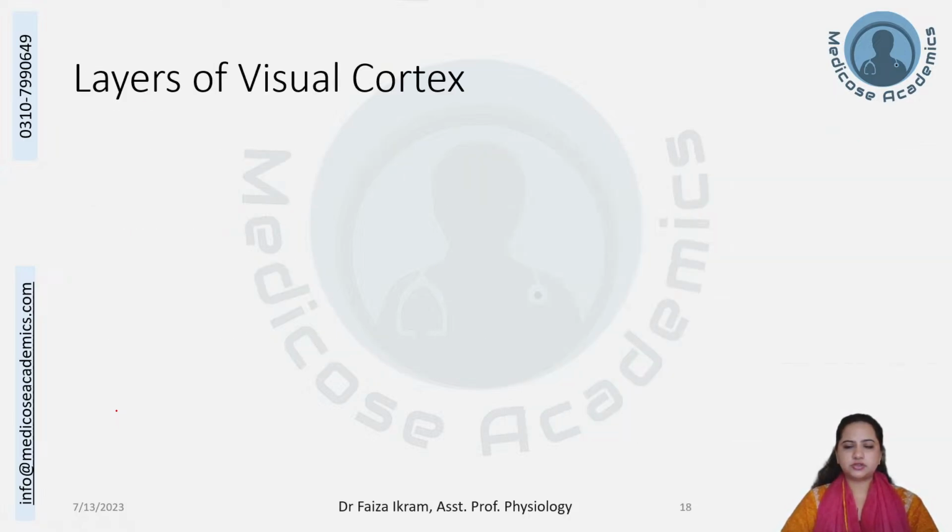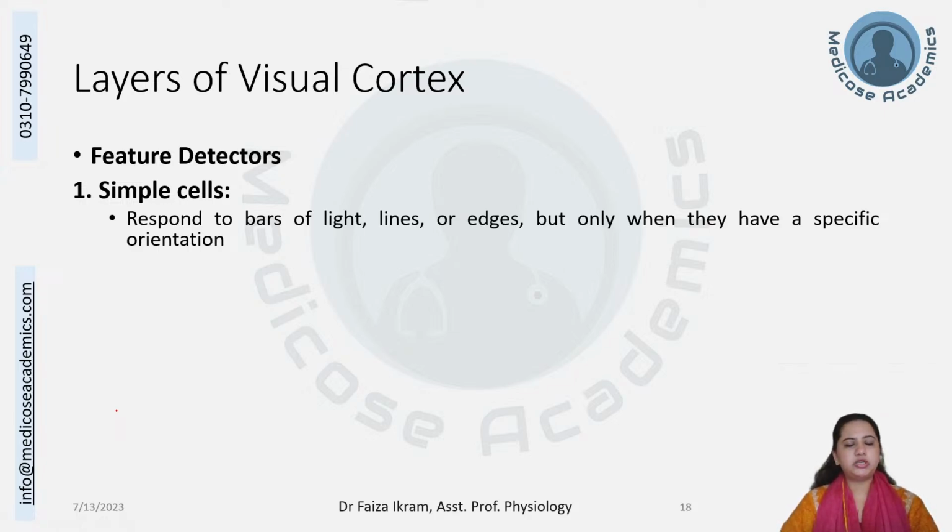If we look at the layers of the visual cortex, there are different types of cells which act as feature detectors. Simple cells are simple. They respond to any shape, any type of visual stimulus. They have no specific preference. At any shape, at any angle, of any size, the simple cells will respond.